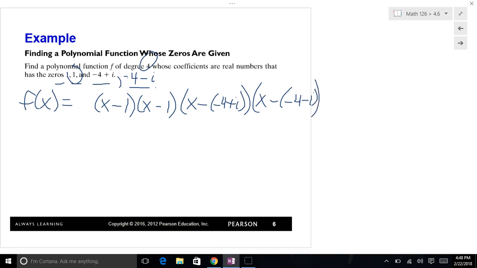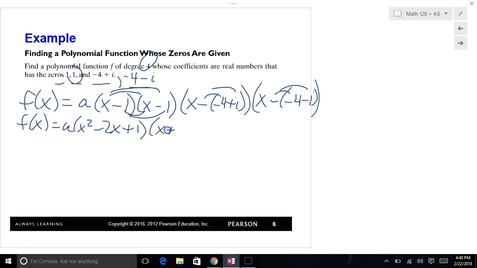Now we don't know this leading coefficient right here, this a, so we're just going to leave it as a for now. What we typically do when we build this is just let that be 1. Make it the easiest. Alright, so now we're going to FOIL that. And so we've got x squared minus x minus x minus x plus 1. Here, let me distribute that before I take care of those. So we have x plus 4 minus i times x plus 4 plus i.